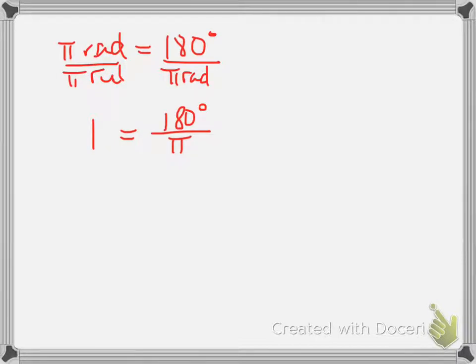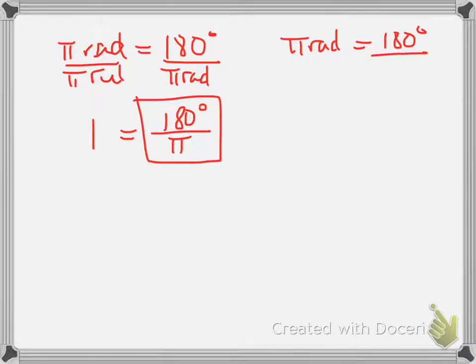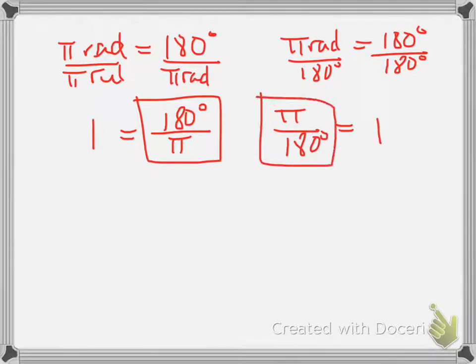(180 over pi) has a value of 1, so we can use this as a unit multiplier to do unit conversions. We could do the same thing: take pi radians equals 180 degrees and divide both sides by 180 degrees. And then we get our other unit conversion multiplier. Pi over 180 equals 1 also. So there's our other unit multiplier.